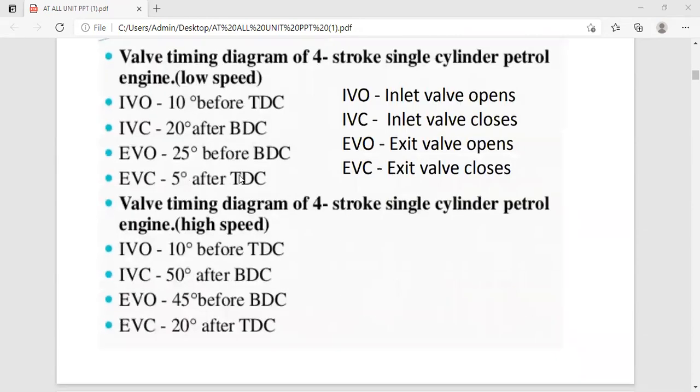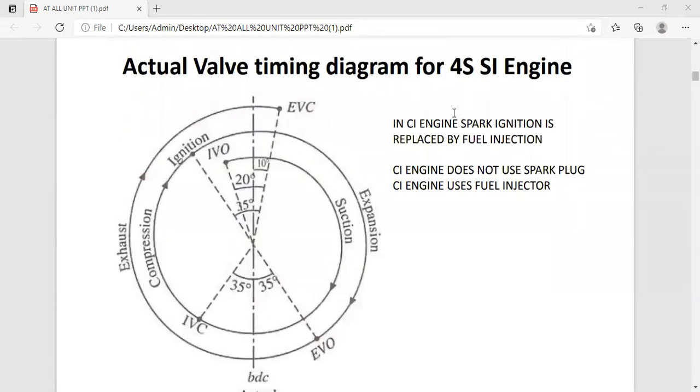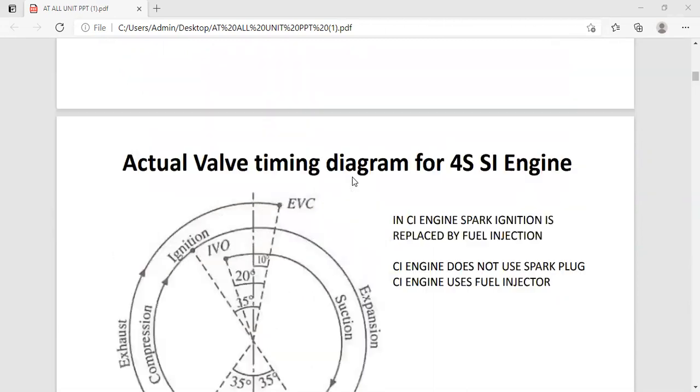So you can see here, we have drawn in case of the petrol engine, IVO inlet valve opens 10 degrees before TDC, IVC 20 degrees after BDC, exhaust valve opens 25 degrees before BDC, exhaust valve closes 5 degrees after TDC. Same pattern we have discussed for these points also, and the diagrammatic representation is like this one. So this point we are discussing in the next lecture.